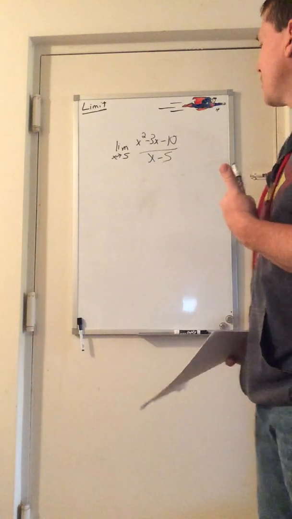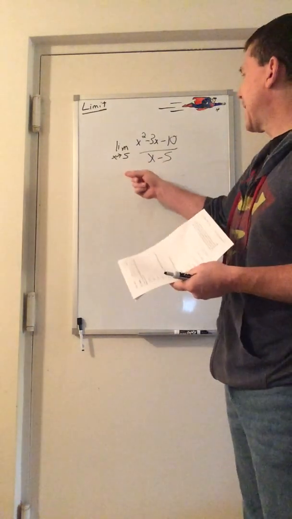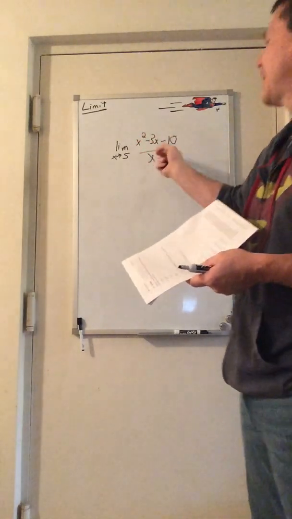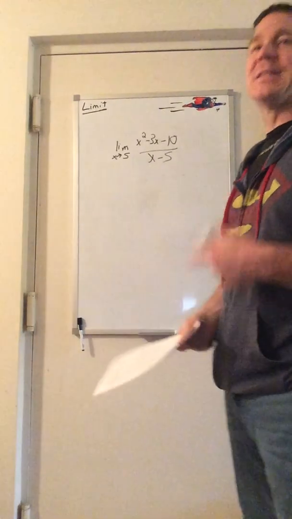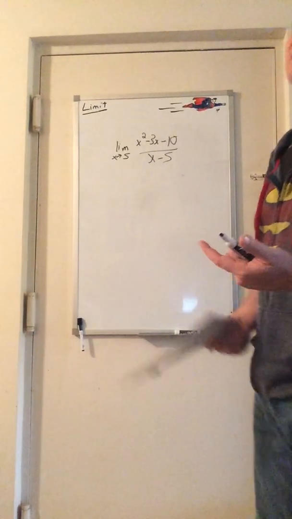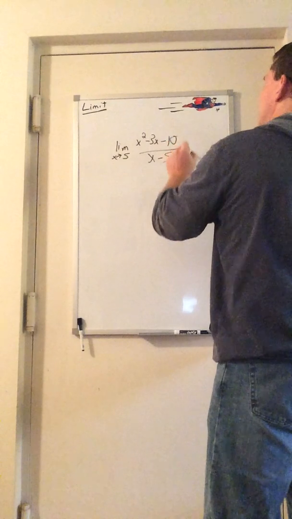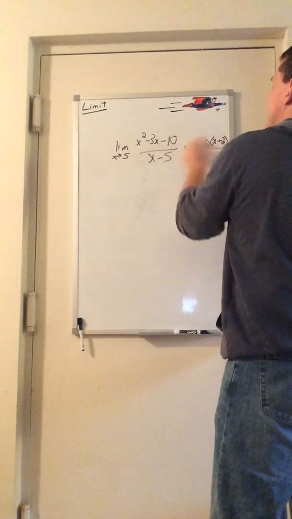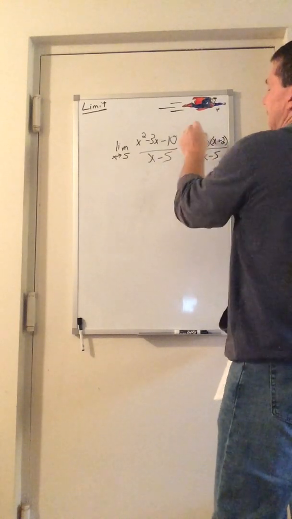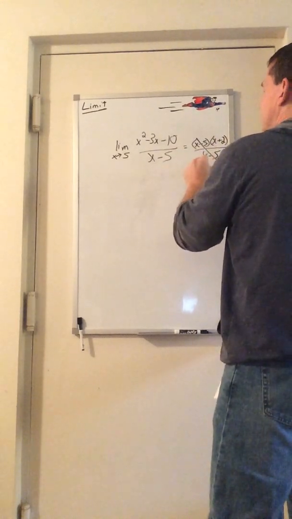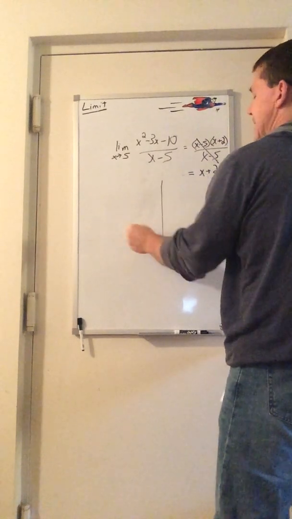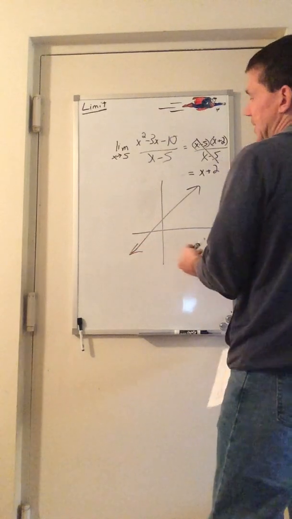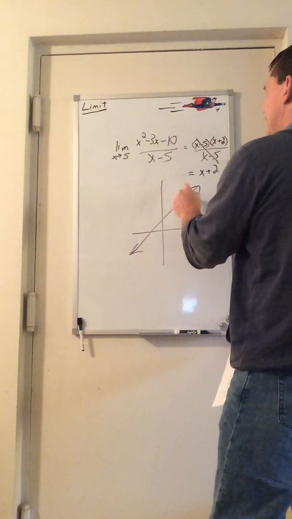when we did one of these before, we said, well, if I just plug in 5 to see what's going on, 25 minus 15 minus 10, that's 0 on top, 5 minus 5, 0 on the bottom. That's undefined. So what do we do? And the algebraic trick we said was factor it. The top is x minus 5, x plus 2, all over x minus 5. The x minus 5's cancel, and I get x plus 2. Now if I think about the graph, it's the equation of a line, slope of 1, intercept of 2, but at 5, I have a hole.